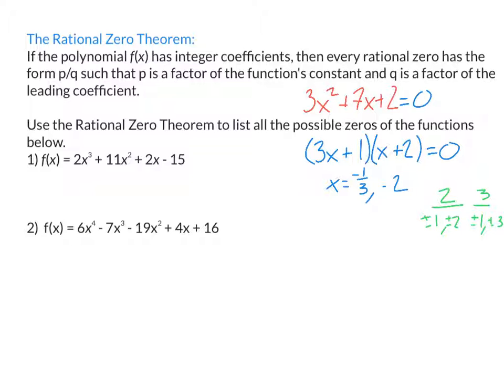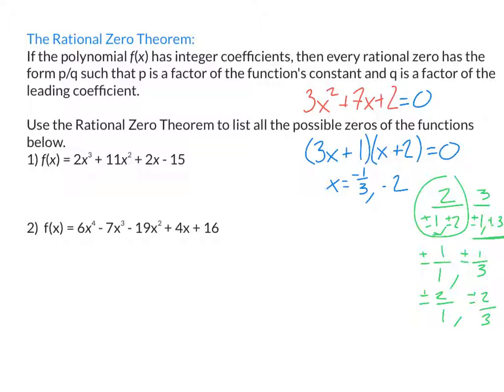And we can turn these into fractions. The constant, which is 2, is going to go on top. So I could have plus or minus 1 over 1, plus or minus 1 over 3, and so I've done the 1 with both of these now, and now the 2. So plus or minus 2 over 1, and plus or minus 2 over 3.